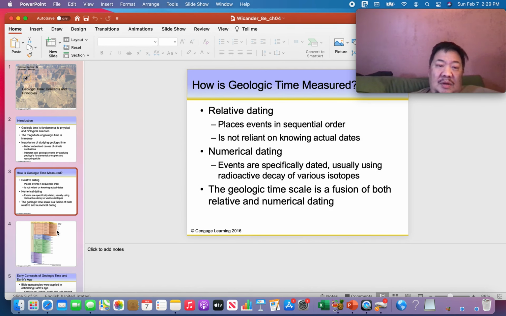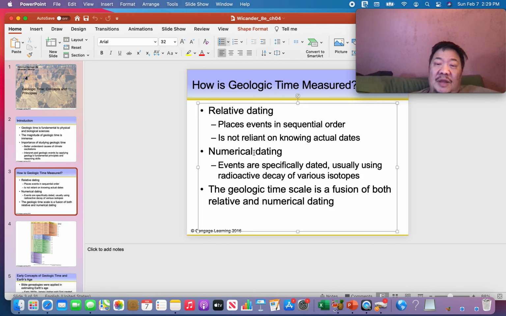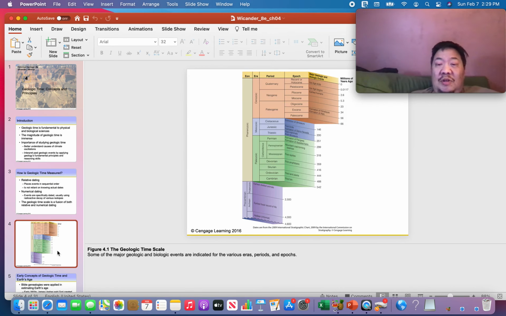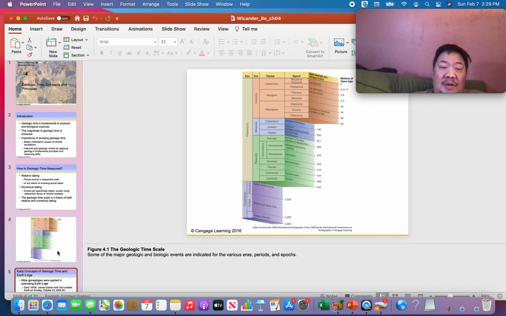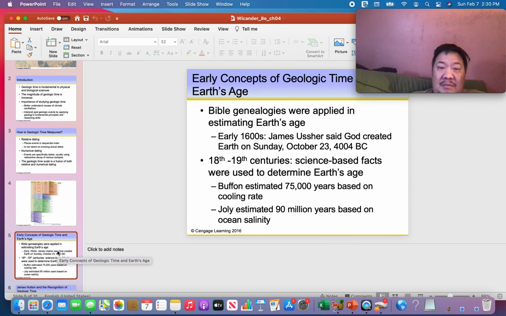So now you know the difference between relative and absolute dating. Absolute dating is also called numerical dating. In your textbook, they call it numerical dating. You should know the geologic time scale by now, so I'm not going to cover that again. Now, early concepts of geologic time.